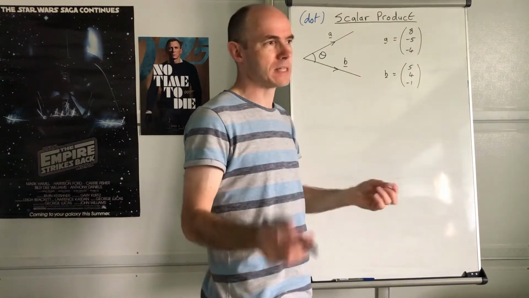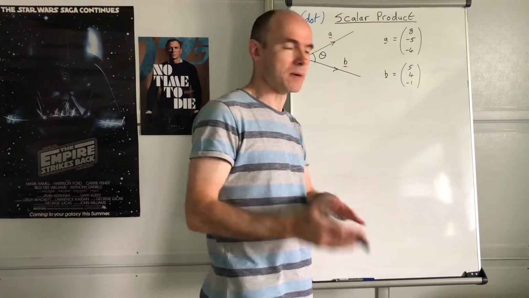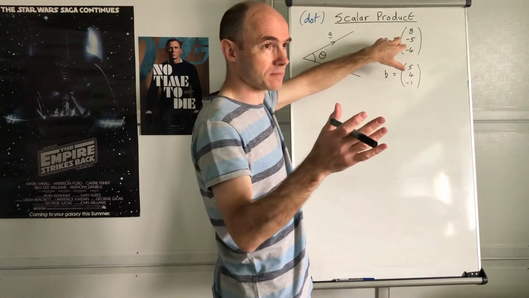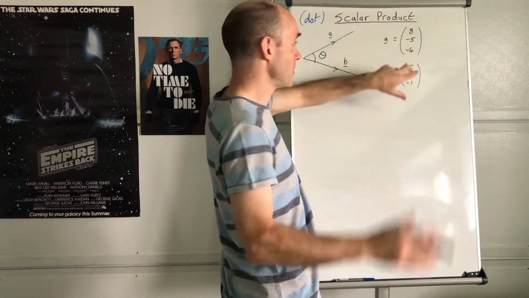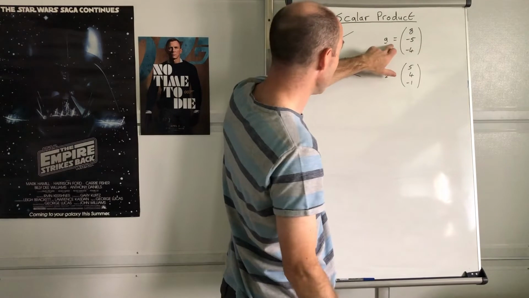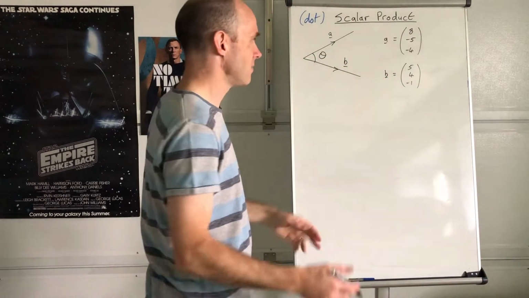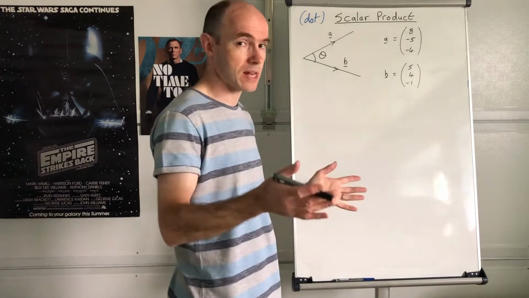But a slightly longer question might be, prove that two lines intersect and find the angle between them. I'm just going to go straight to this. Your vector A is this, vector B is that, and they intersect. Find the angle between them, using the scalar product to do that.